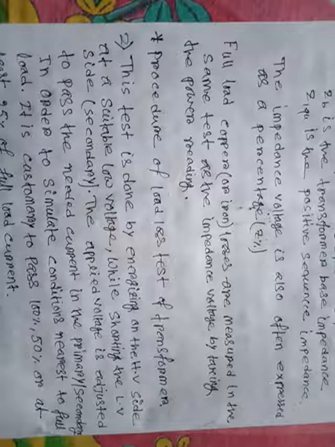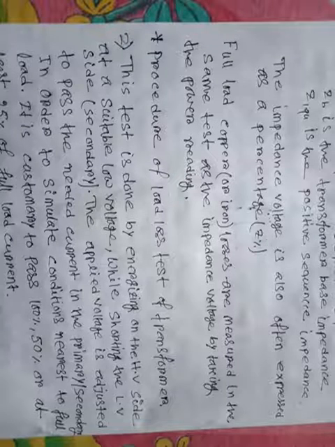The applied voltage is adjusted to pass the needed current in the primary or secondary. In order to simulate the condition nearest to full load, it is customary to pass 100%, 50% or at least 25% of the full load current.